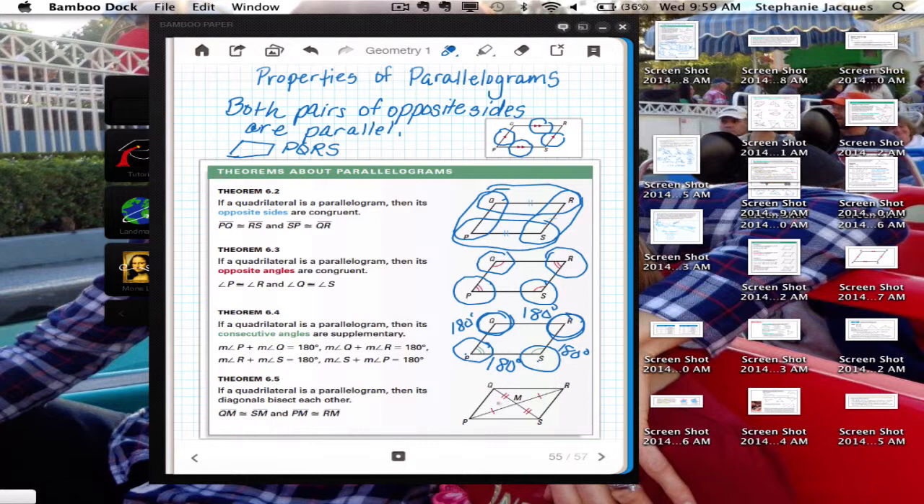Theorem 6.5, if a quadrilateral is a parallelogram, then its diagonals bisect each other. So that means these two lines going from the vertices, they bisect, which means that these segments like MP and MR are going to be equal to one another, and QM will be equal to MS. Okay, let's apply this.